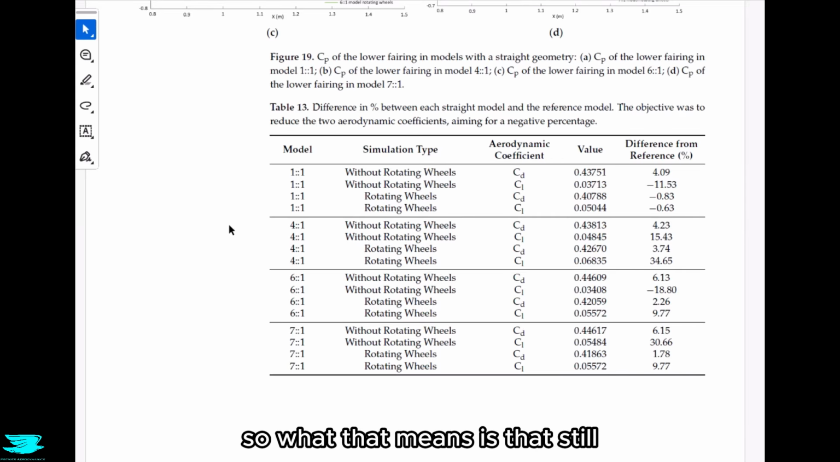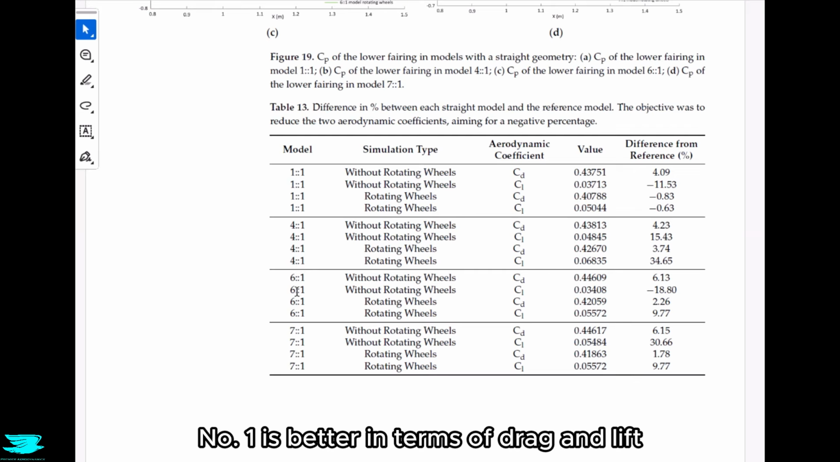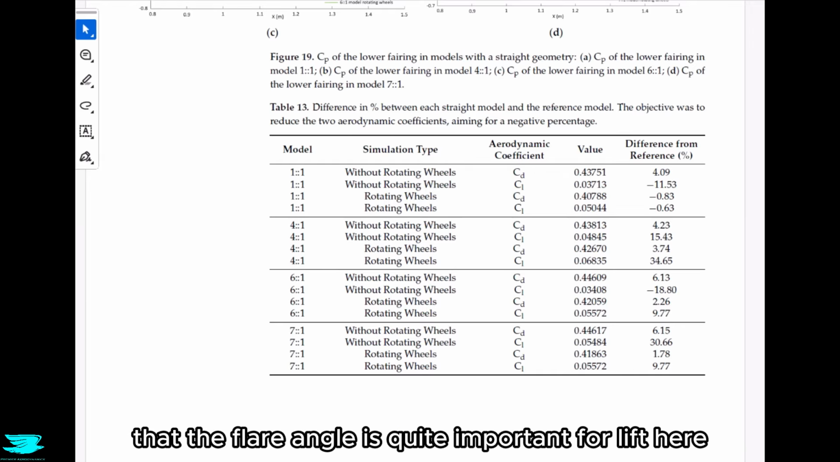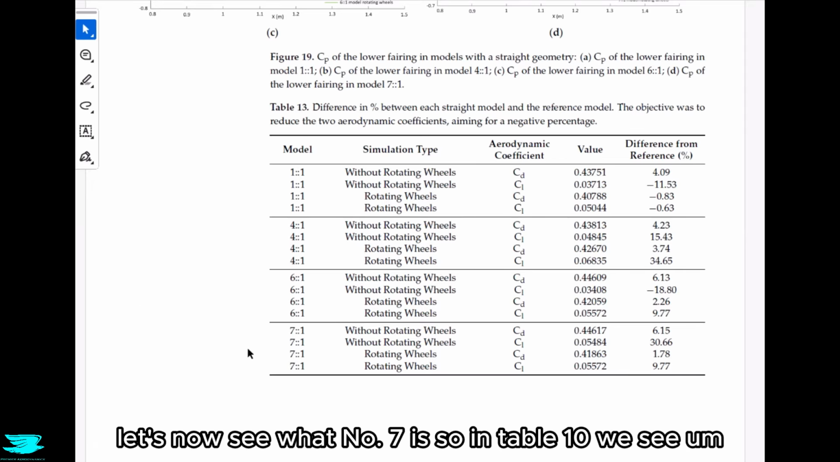So what that means is that still number 1 is better in terms of drag and lift because the drag is lower and the lift coefficient is lower too. That suggests that the flare angle is quite important for lift here. Let's now see what number 7 is.